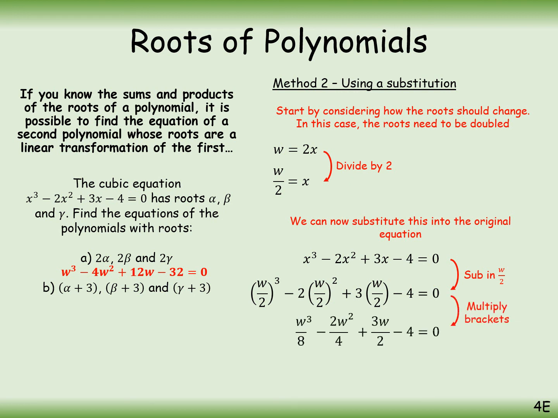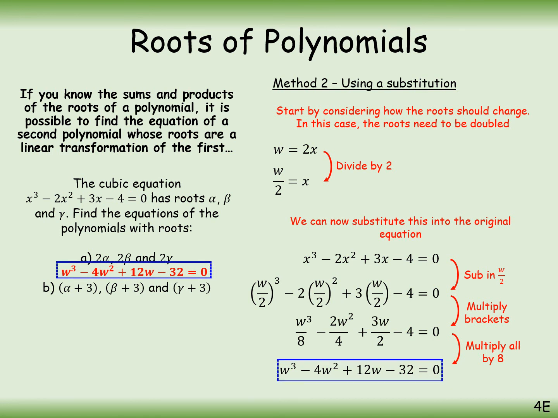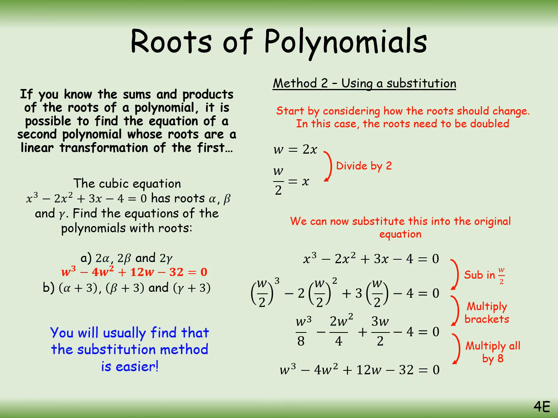Now if we just multiply the brackets and multiply by the highest denominator, which is 8, so we don't have any denominators here, we get the following. You will usually find that the substitution method is easier.